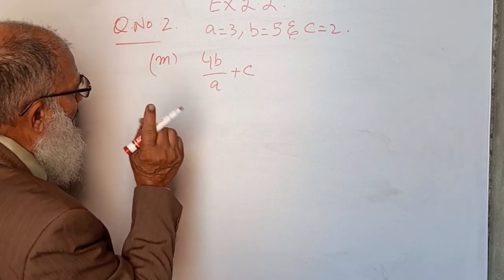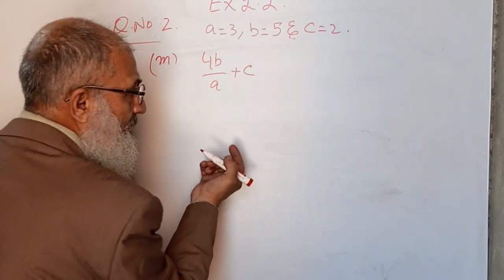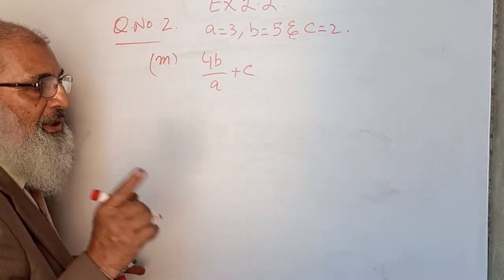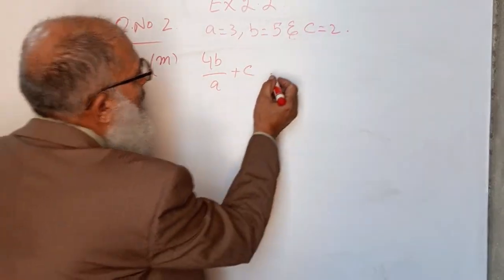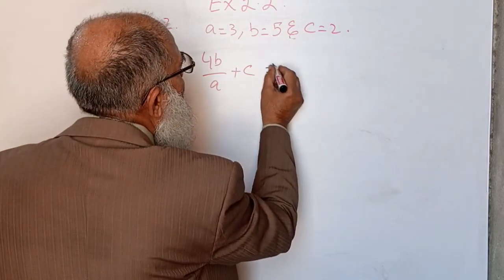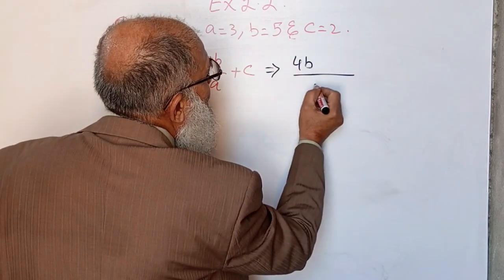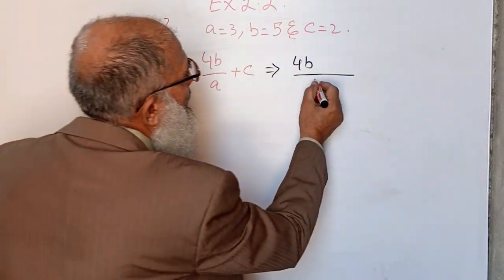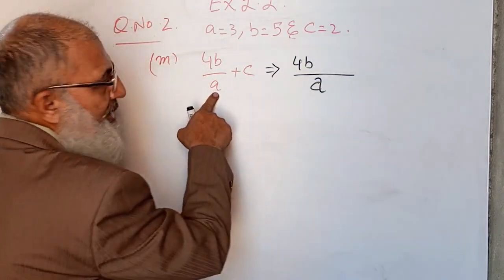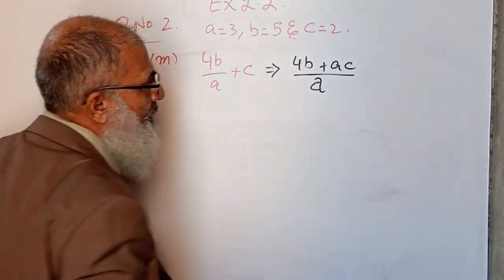Either you apply LCM first or after substitution of the value. This is up to you. Now if I do it this way, it will still be valid. Now it will become 4b, now this is divided by c. A, because LCM is a, and now this will become AC.